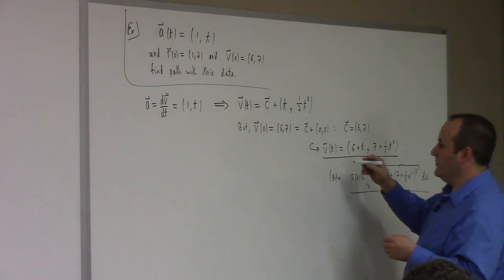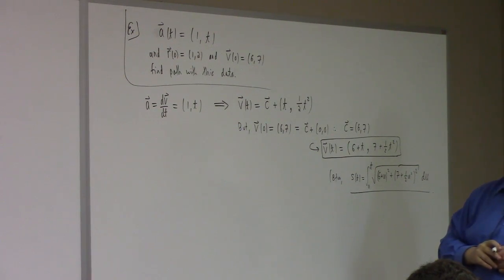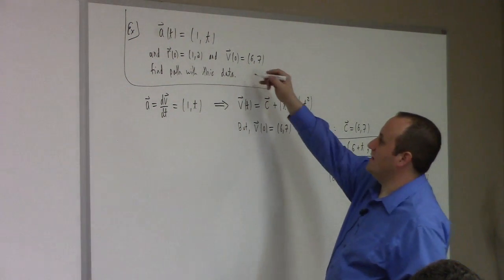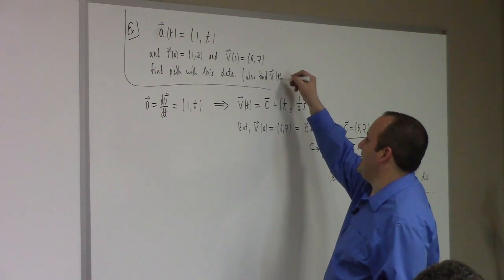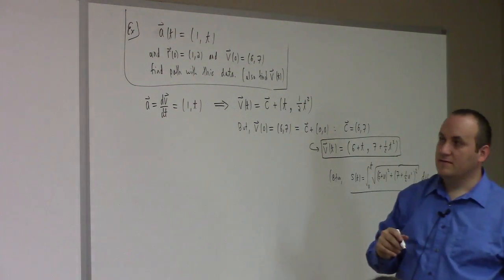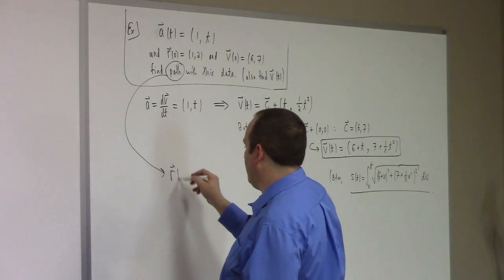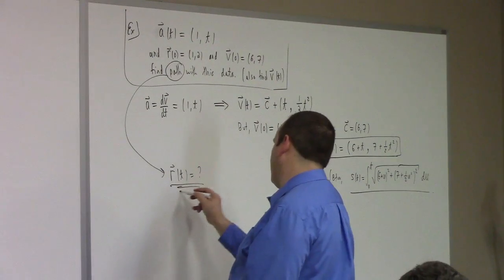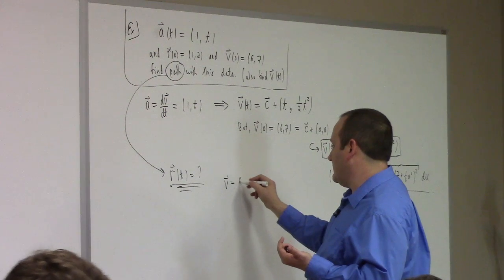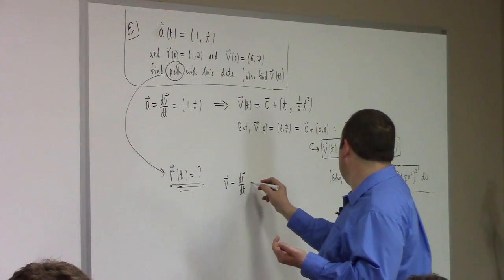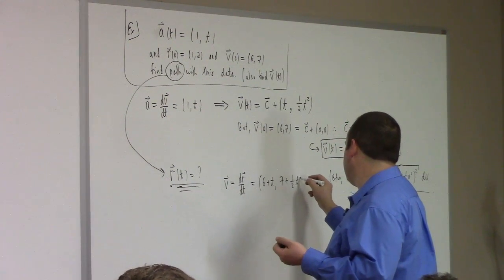Okay, so anyway, what's next on our list? I'm supposed to find the path, right? Actually, I should have added onto this also find the velocity. I mean, I kind of have to find the velocity on my way to finding r of t anyway. So the path, find the path. What I mean by that is find r of t, right? Okay, so we have everything we need to do that. We have that v is equal to dr dt. That's by definition, right? And on the other hand, it's 6 plus t, 7 plus 1/2 t squared.